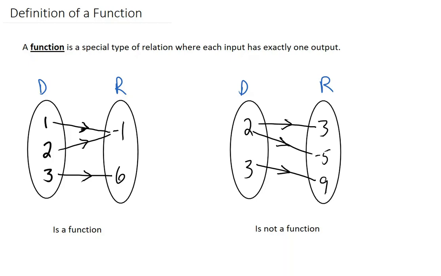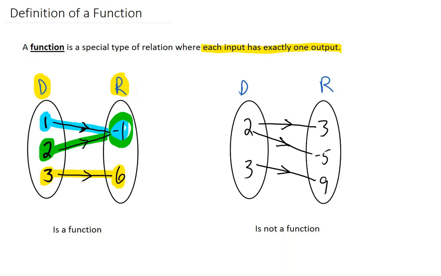So here I have two mapping diagrams. The first one is a function and the second one is not a function. So again, our criteria is this important statement here: each input has exactly one output. In this first example, our domain is the set of all inputs and our range is the set of all outputs. So if we look at the elements in our domain, one element is 1 and it has exactly one output of -1. Another element is 2. It has exactly one output, the same one that 1 has, but they still just have one. And then the last element here is 3, and it has exactly one output of 6.